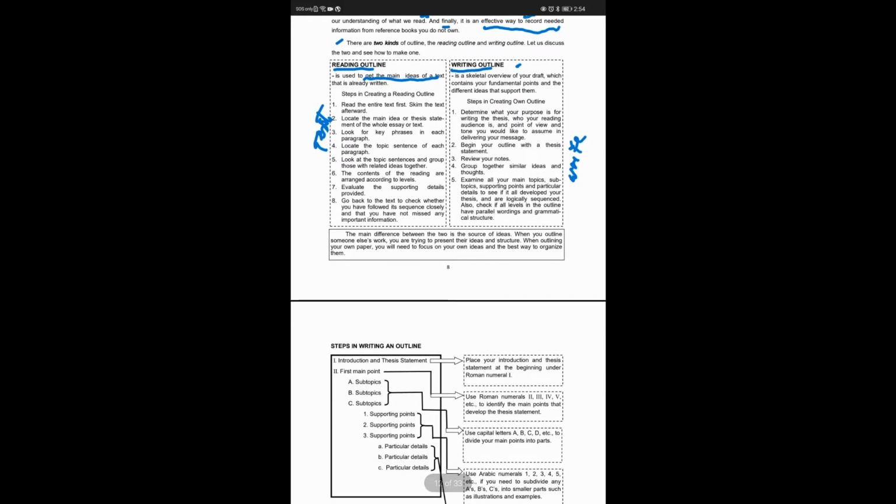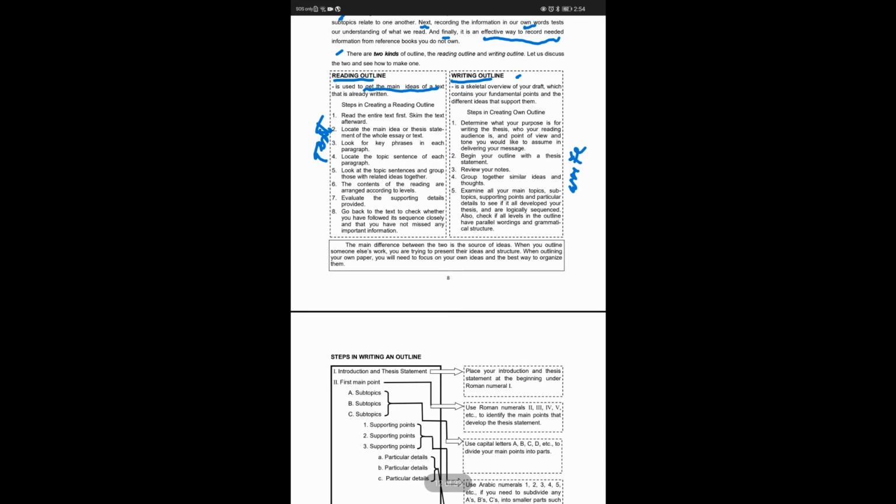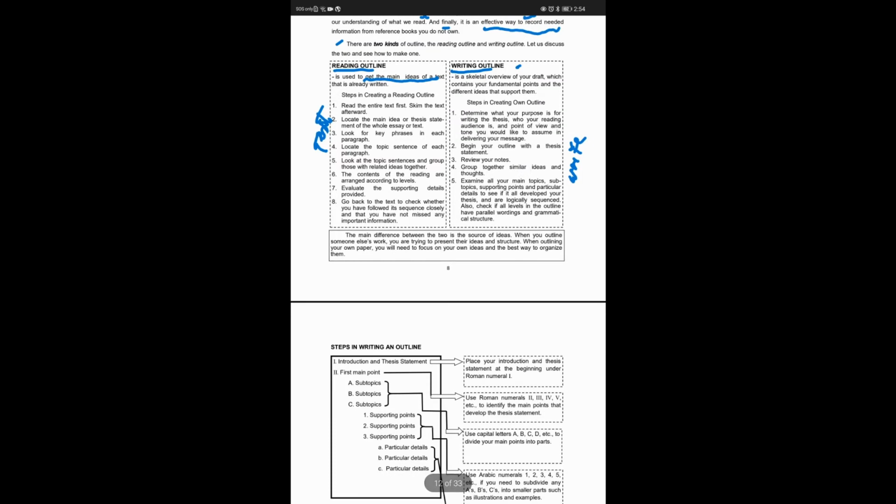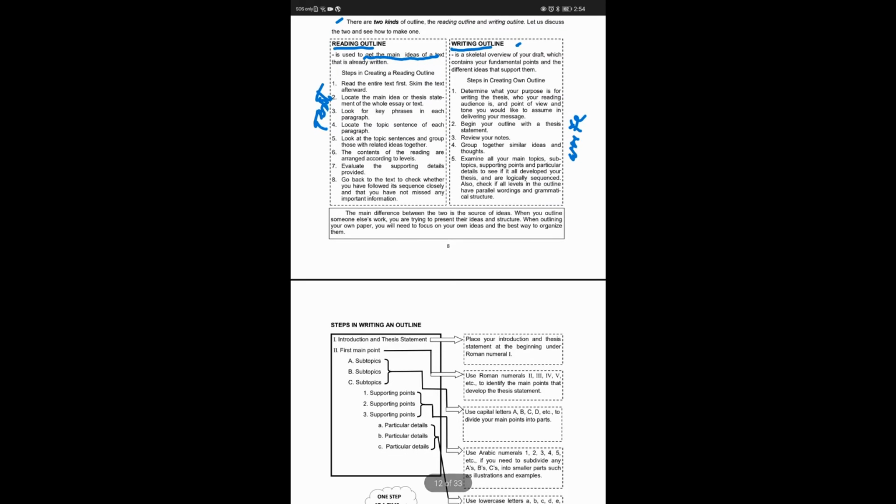Okay, second, begin your outline with a thesis statement. You should start with the thesis statement because, as we know, the thesis statement is the main idea. So, it is important that you cite the thesis statement in the beginning of your outline. Okay? Third, review your notes. Of course, read first the information you got from different books or internet websites that you have already jotted down. Okay.